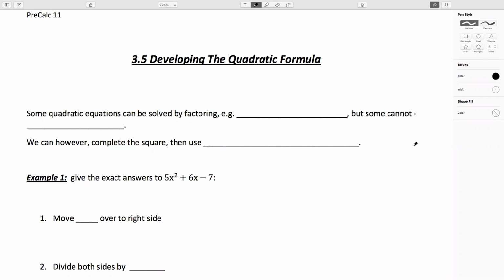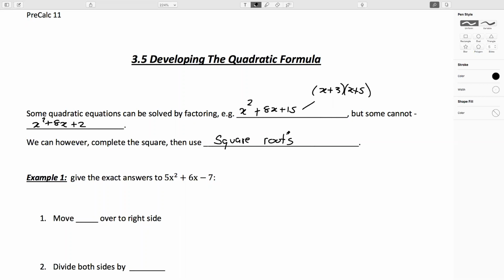having to factor. So some quadratic equations can be solved by factoring, such as x squared plus 8x plus 15. This one would turn into (x plus 3) times (x plus 5). But some can't be factored nicely, like x squared plus 8x plus 2. So if you can't factor it nicely, we need a way to solve for x without having to go through some sort of crazy process of factoring with fractions or decimals. What we're going to do is complete the square, then solve using square roots.